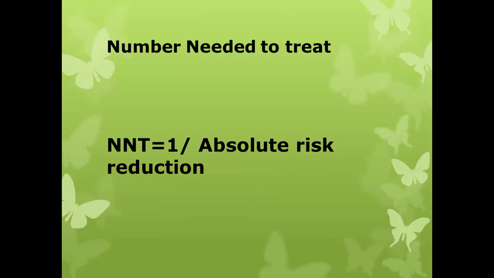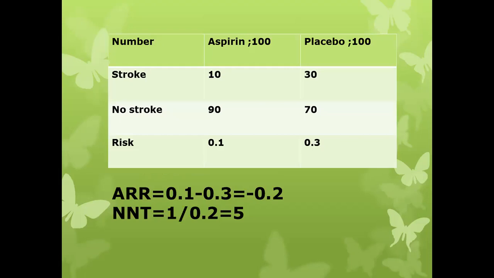It is the number of patients or subjects that I need to give the intervention, like giving statins, giving aspirin, or doing a certain surgery to gain one favorable outcome. The favorable outcome could be prevention of stroke, like in this example, or prevention of myocardial infarction in case of statins, or prevention of fractures in case of bisphosphonates. So in here, the absolute risk reduction will be 20% or 0.2. And when inverting it, it's 1 divided by 0.2 equals 5.